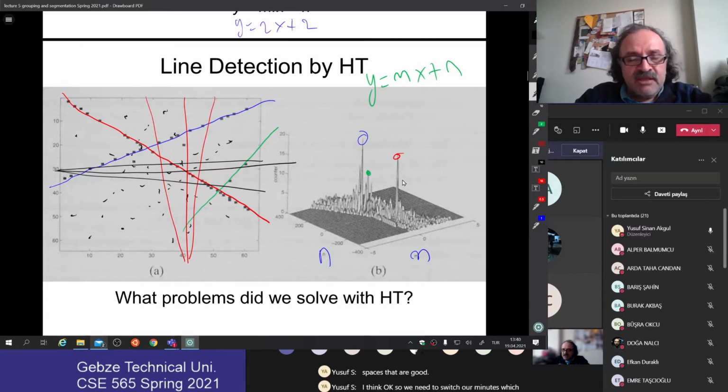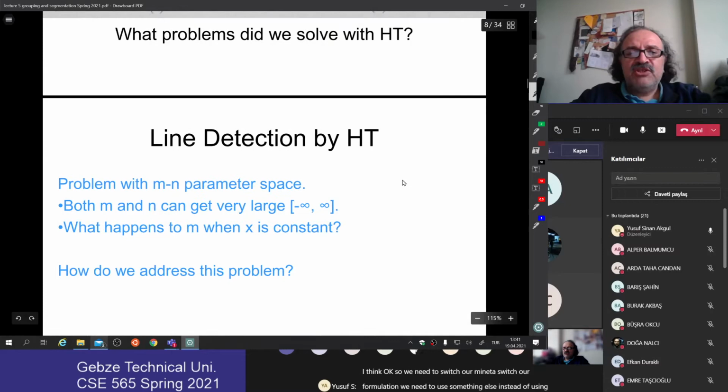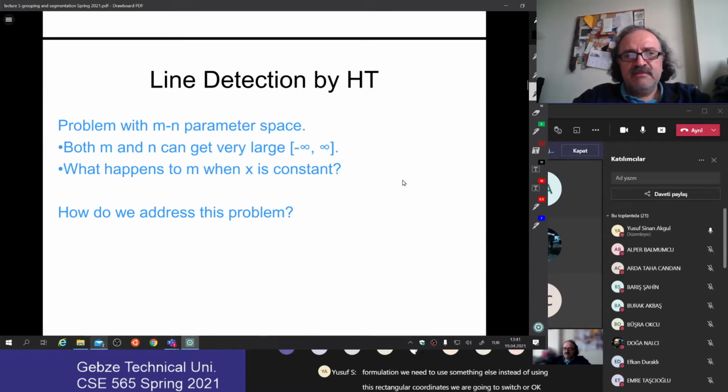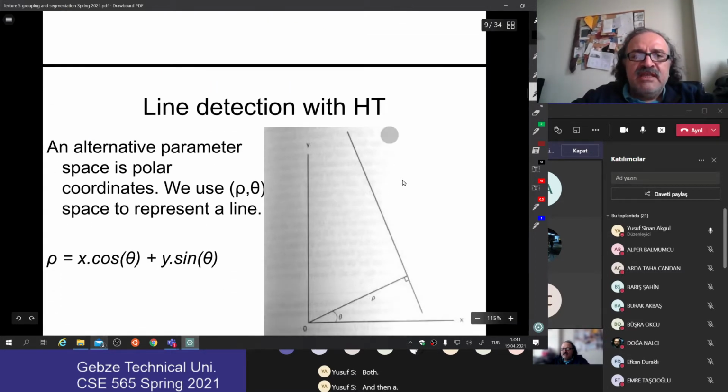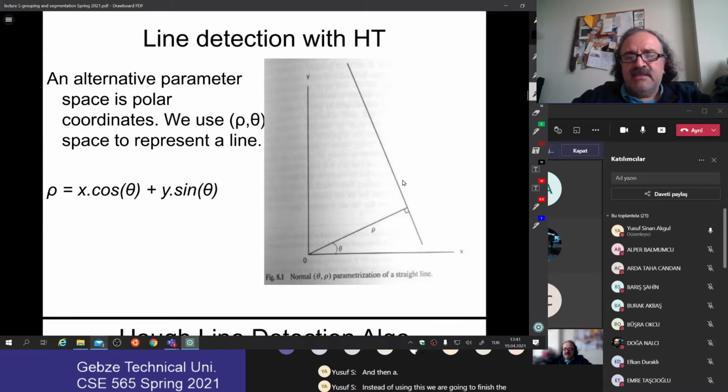We need to switch our formulation. We need to use something else instead of these rectangular coordinates. These are the problems: both m and n can get very large. What happens to m when x is constant? It is infinity. We don't like it. So instead of using this, we are going to switch to polar coordinates.